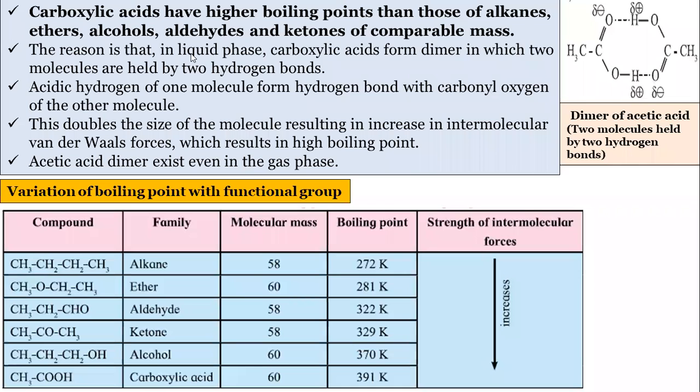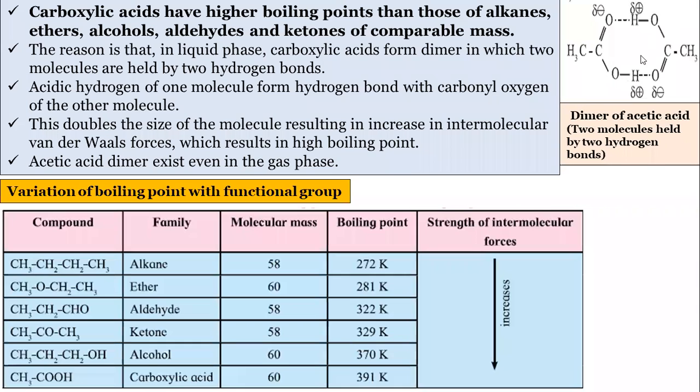So if the dimers are formed, means if the two hydrogen bonds are formed with the acidic hydrogen, you understand how the dimers are formed. Such dimers are not formed in the case of alkanes, ethers, alcohols, aldehydes, and ketones. That's why carboxylic acids have higher boiling points. Because of this dimer, what is happening? This doubles the size of the molecule.